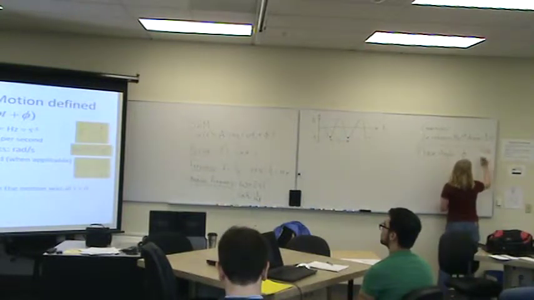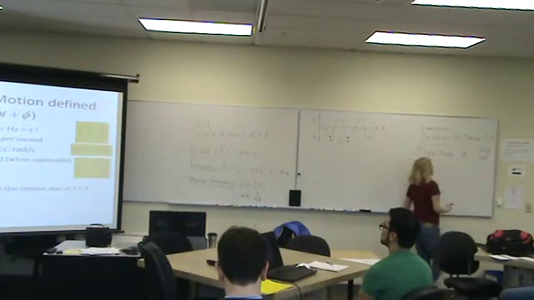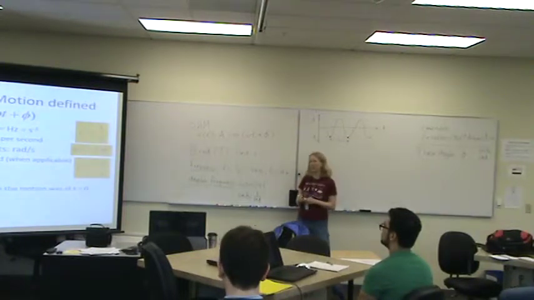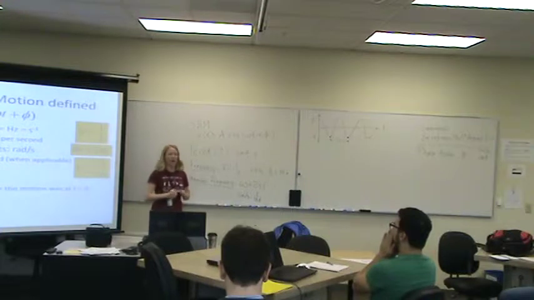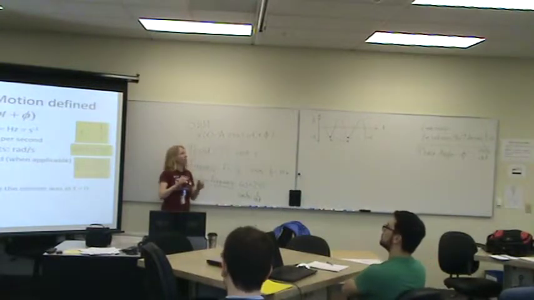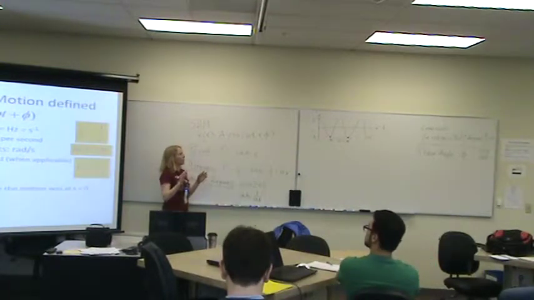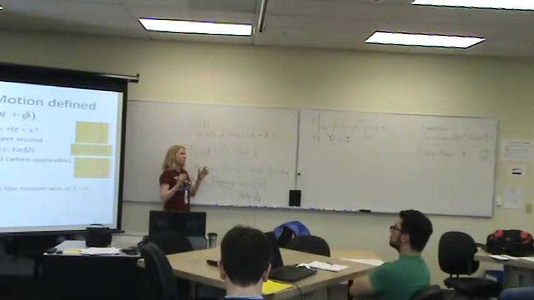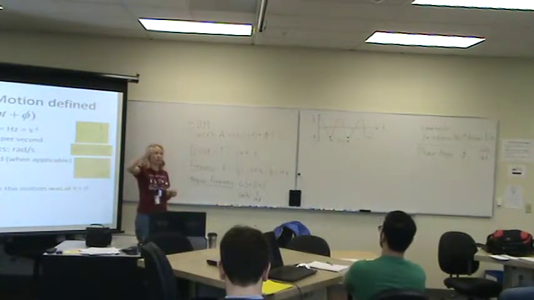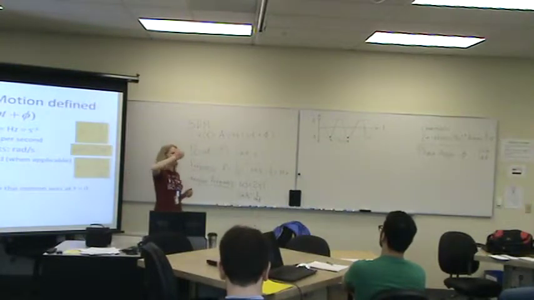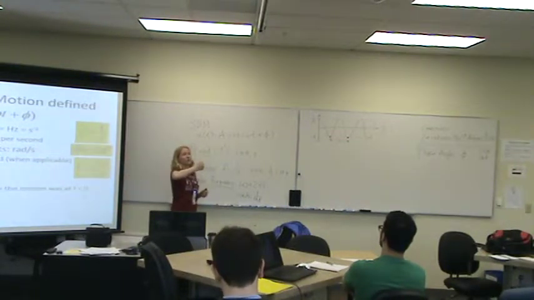And it's an angle, so of course it's going to have units of radians. And the purpose of phase angle is to denote basically where it started when you started your stopwatch. So at time equals 0, where was the motion?